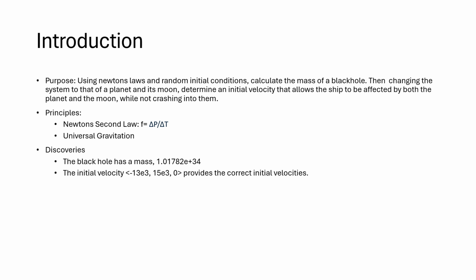Our final discoveries will show that the black hole has a mass of 1.01782 times 10 to the 34, and that the initial velocity of negative 13 times 10 to the 3 and 15 times 10 to the 3 is 0 provide the correct initial velocities for no collisions.